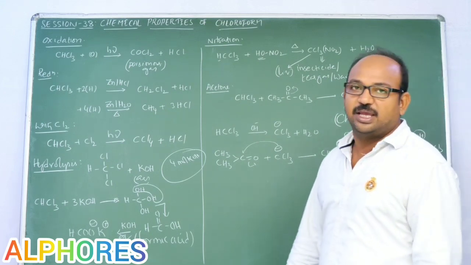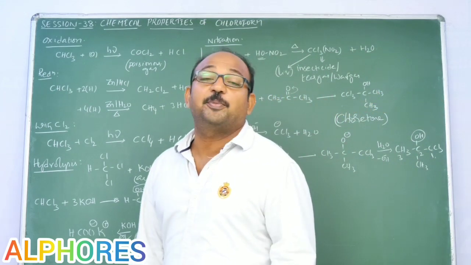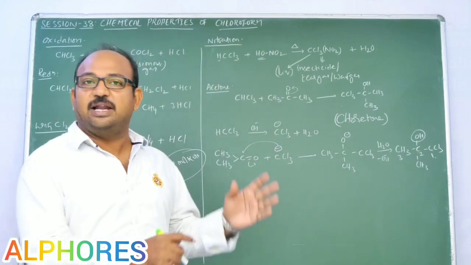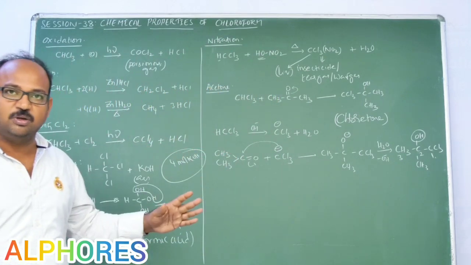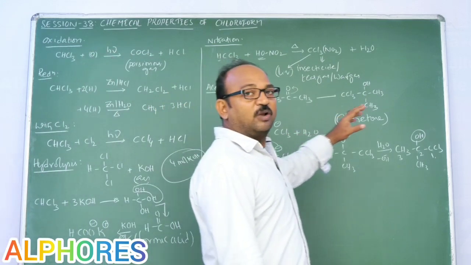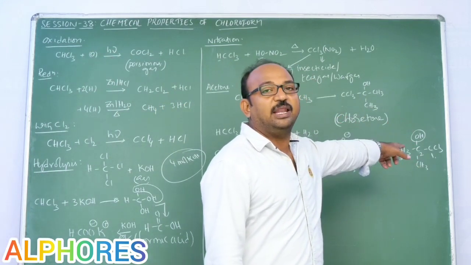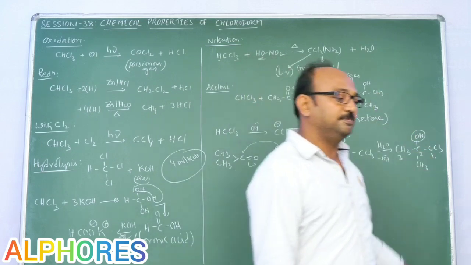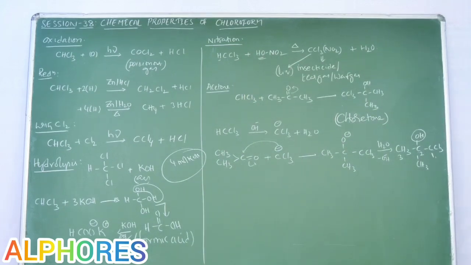Chlorobutanol is used as a hypnotic drug. Chlorobutanol is the condensation product of chloroform and acetone. It is used as a hypnotic drug. So the IUPAC name is 1,1,1-trichloro-2-methyl-2-propanol.